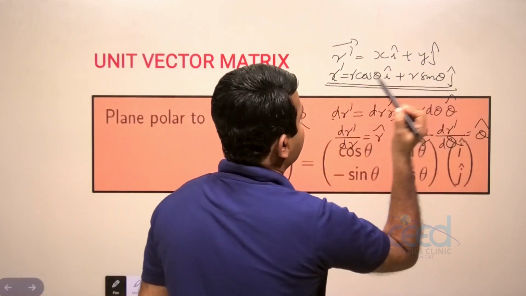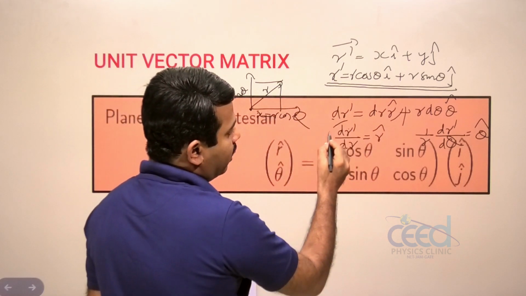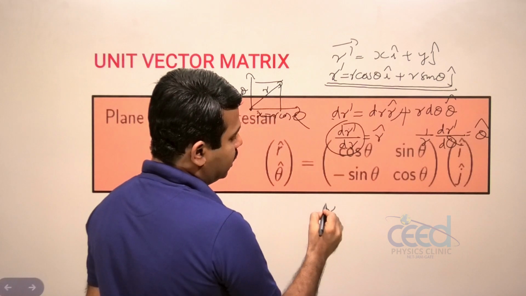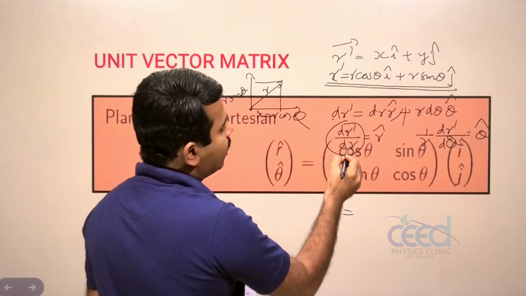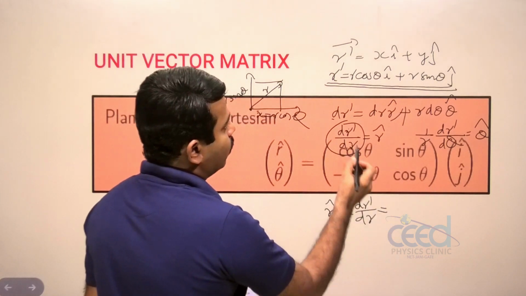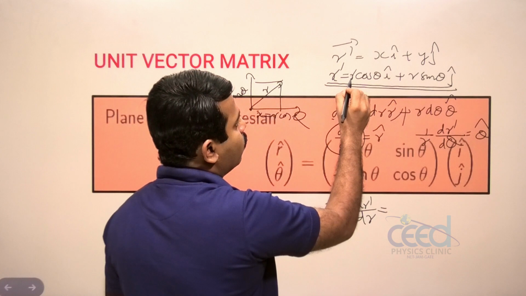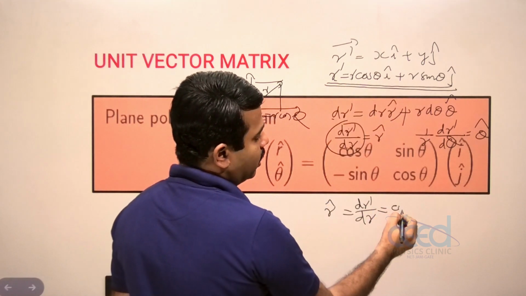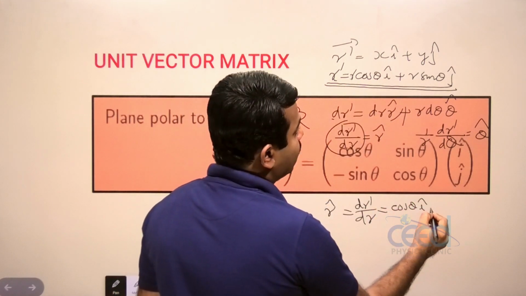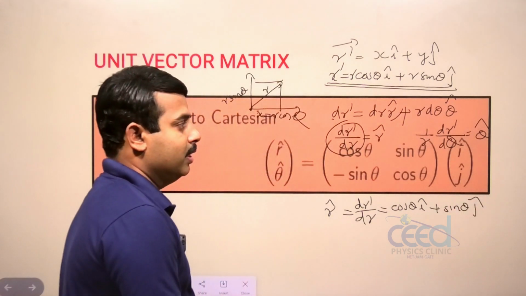From this it is very simple. How do we find dr' by dr? So you can find dr' by dr, that is r cap. That is, r cap is equal to dr' by dr. When you differentiate with respect to r, this is equal to, cos theta is a constant, then cos theta i cap plus sin theta j cap, right?